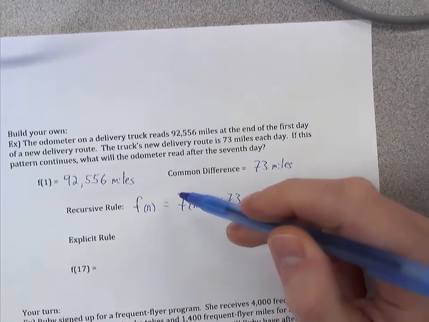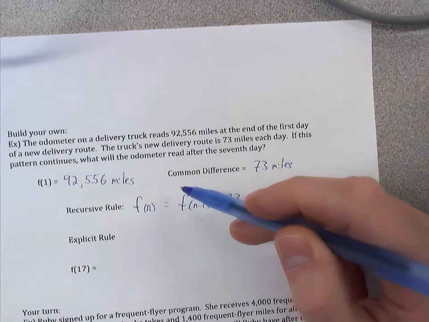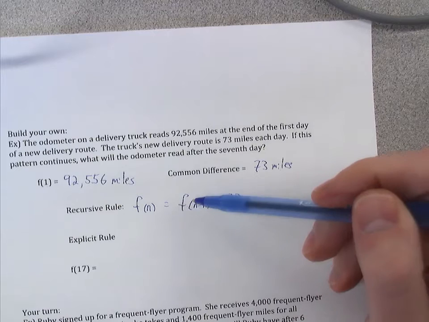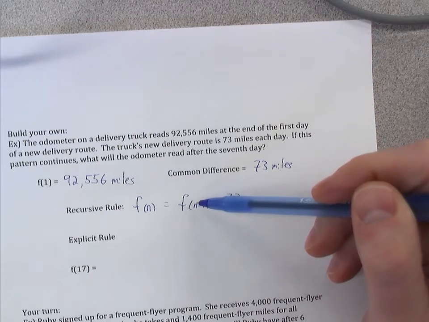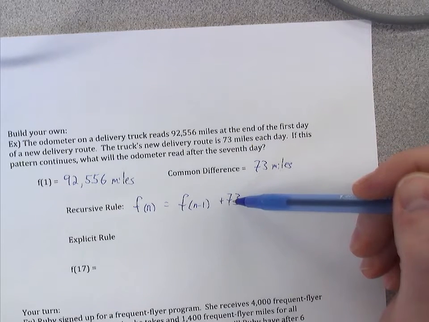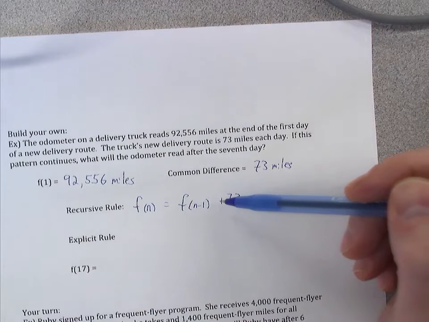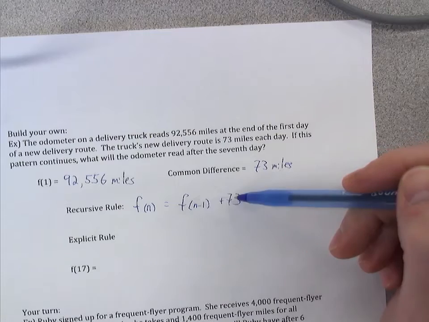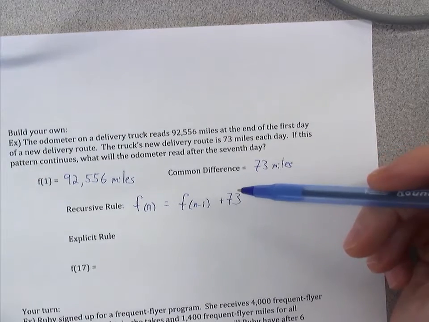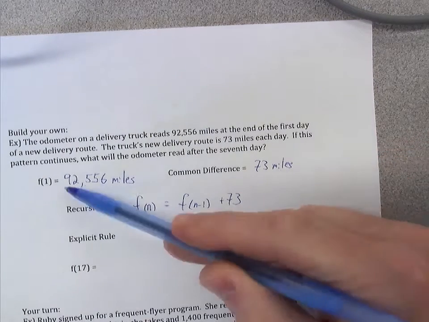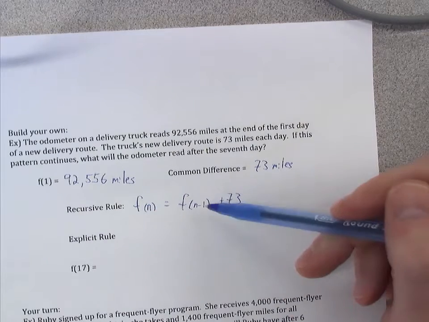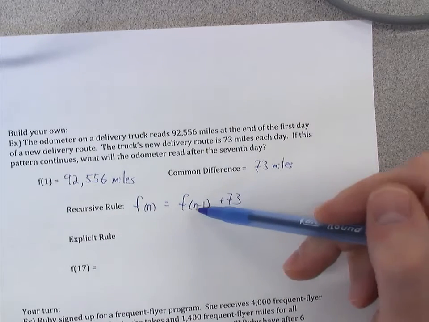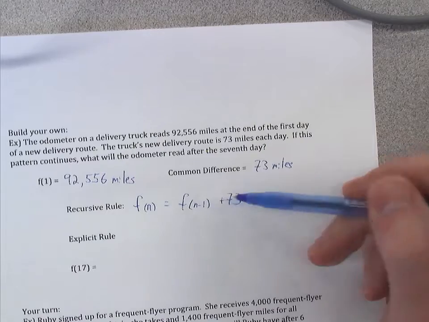So essentially what this is telling us is that every time we change a day, we're going to add 73 miles. That's what the recursive rule is telling us. So if I had one day, 1 minus 1 is 0, and so I'm not going to add 73 miles. On day 1, I'm starting with my original mileage. But then if I go to day 2, 2 minus 1 is 1, and so I'm going to add 73 miles.